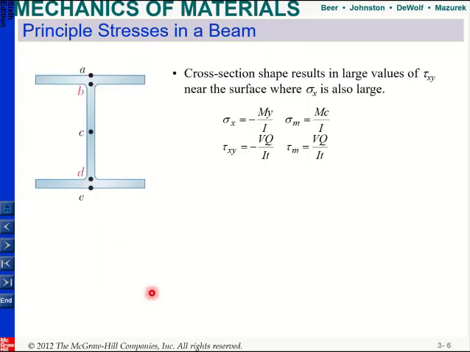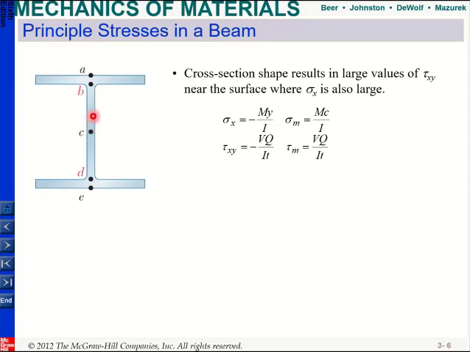So for example, if you have this I-beam, normally I know that my maximum normal stress due to moment is equal to Mc over I, and it will happen at A or E, and your maximum shear stress will occur in the middle at point C.